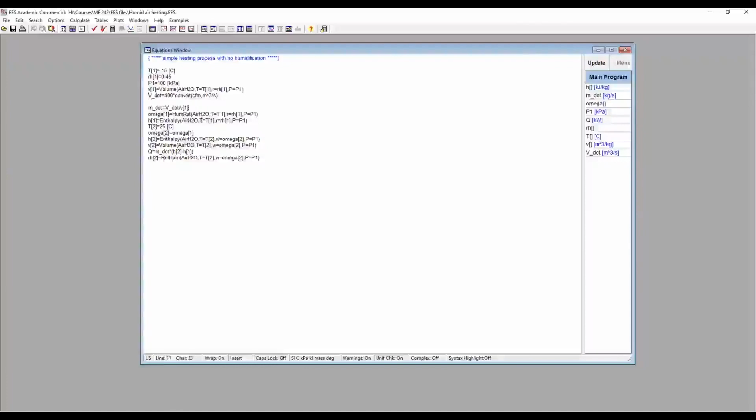Then we need mass flow rate, which is volumetric flow rate divided by specific volume. We already called specific volume. Right. So after conversion, V dot in this equation is already in meters cubed per second.